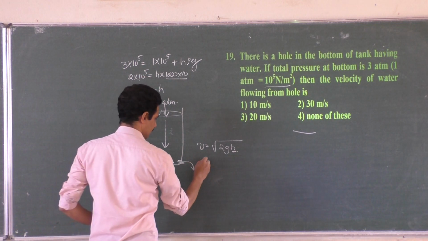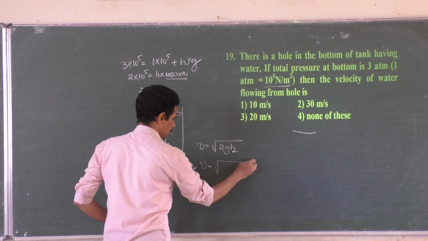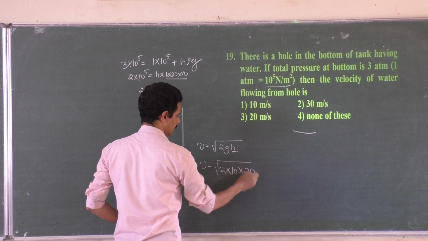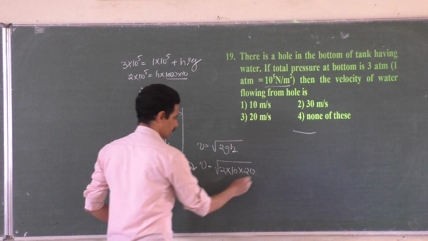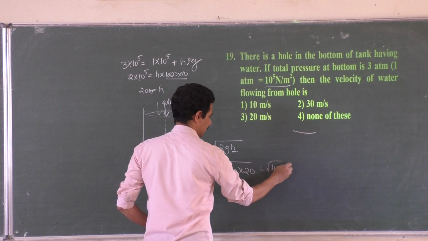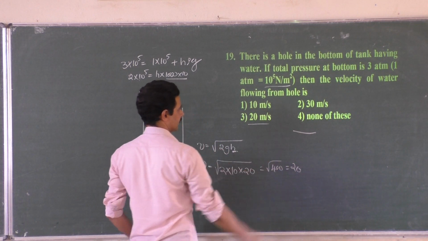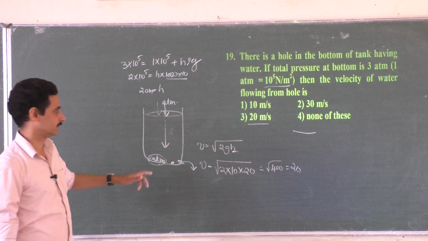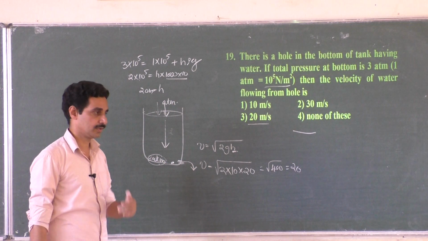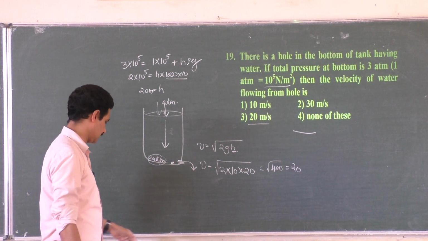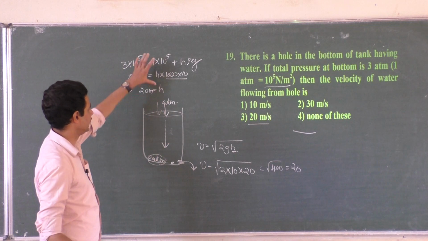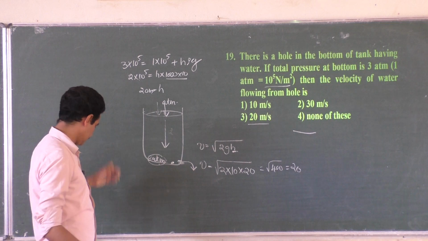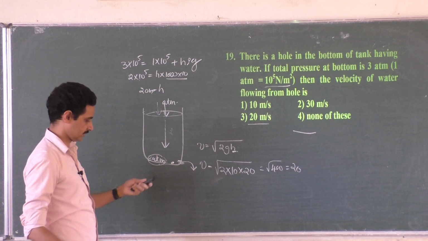So now I can put this here to find out the velocity of efflux. Root of 2 into g into 20. What is this? 400, right? Root of 400, and that is 20 meters per second. This is the answer. So the first step is to find out the height. Then the question asks for the velocity of efflux, that is root of 2gh. So h is given by this part. Total pressure here is pressure due to water plus atmospheric pressure, but the unit must be the same for all the pressures.